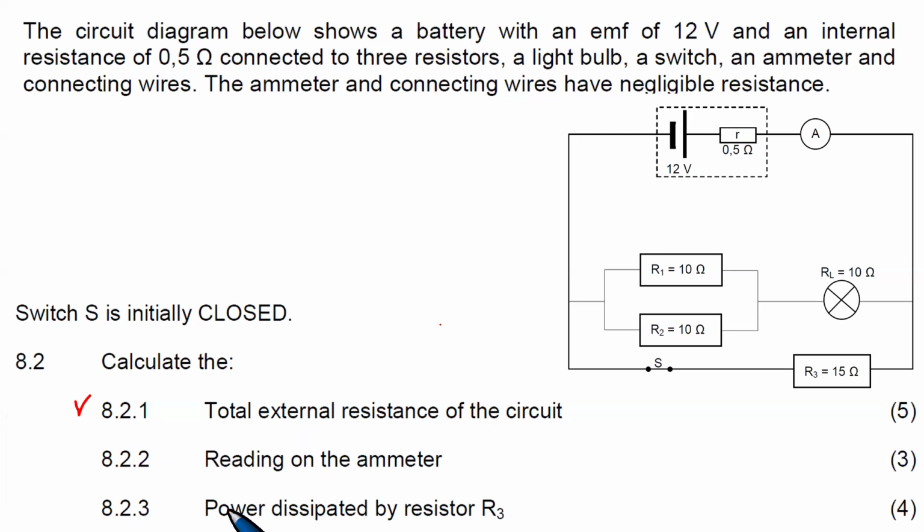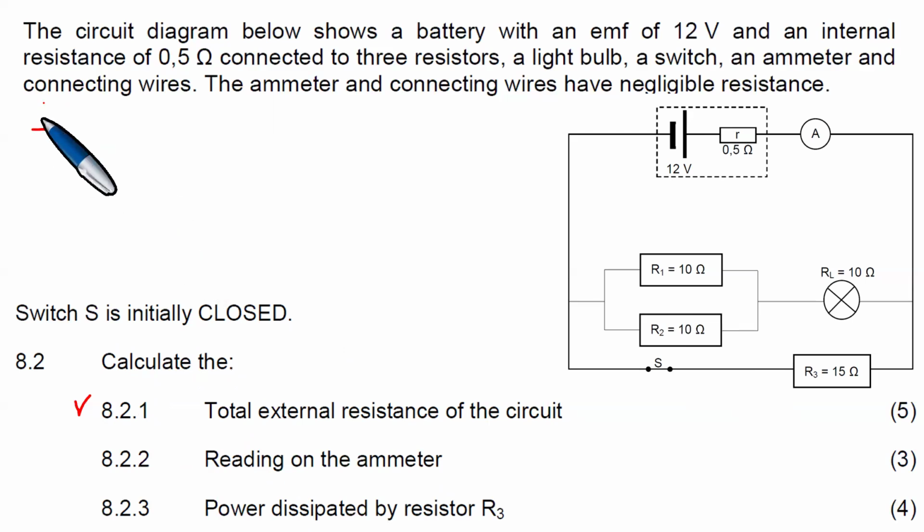Okay. Oh, you got 15. Let's check that one. Yeah, you're on point. So now, to calculate the total external resistance of the circuit, the total resistance here would be given by the following. So you can just do this series.